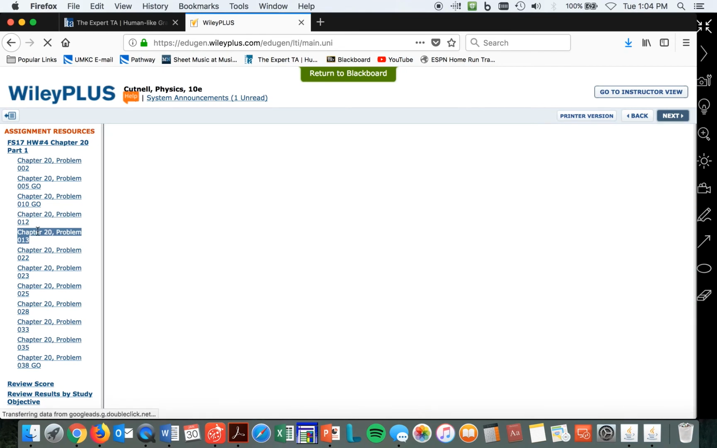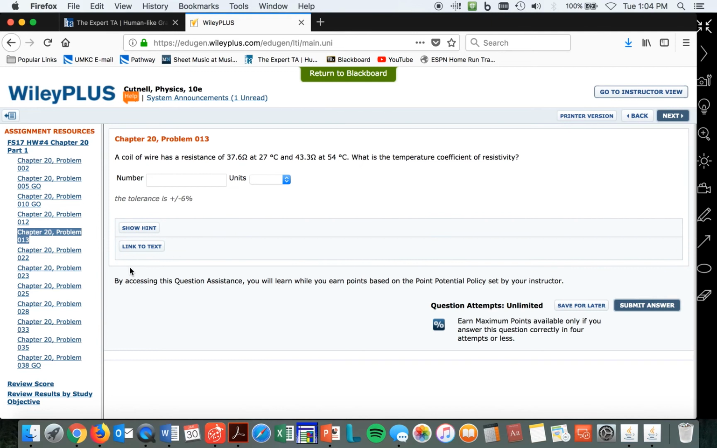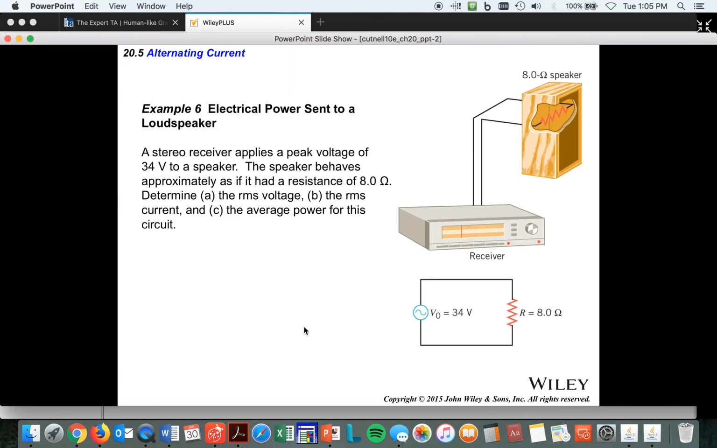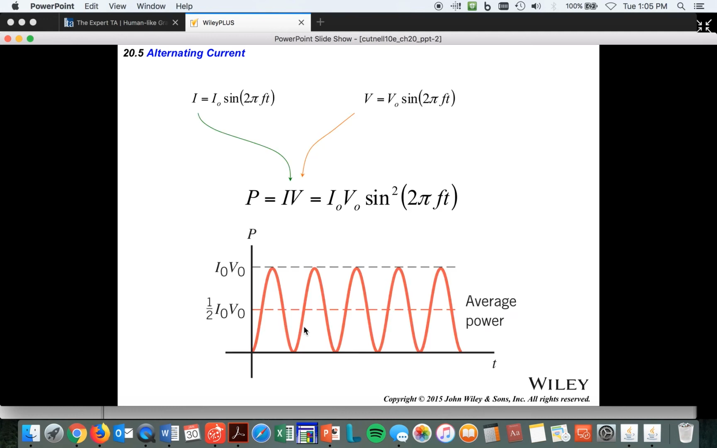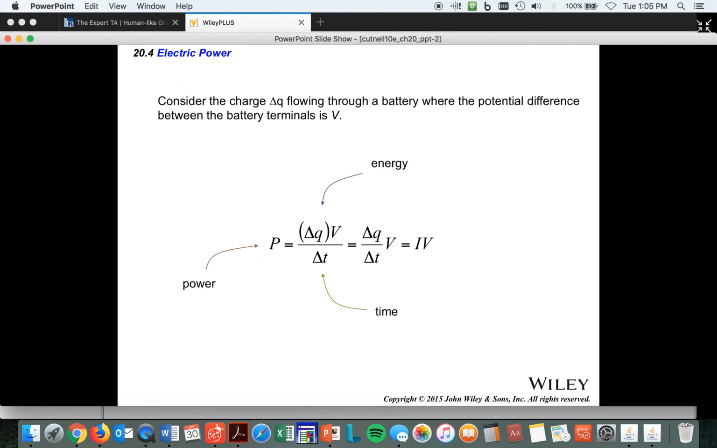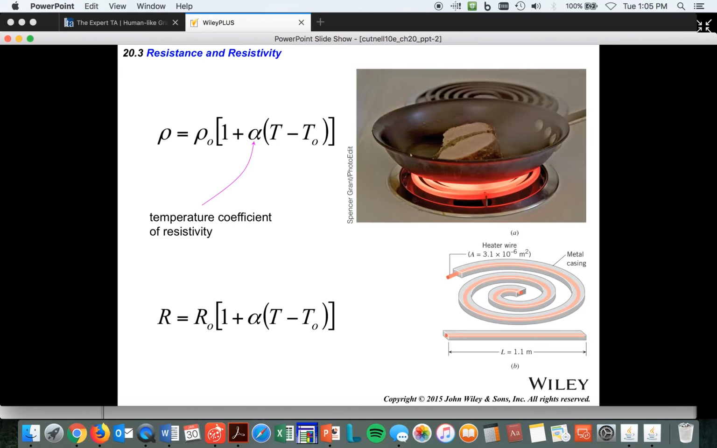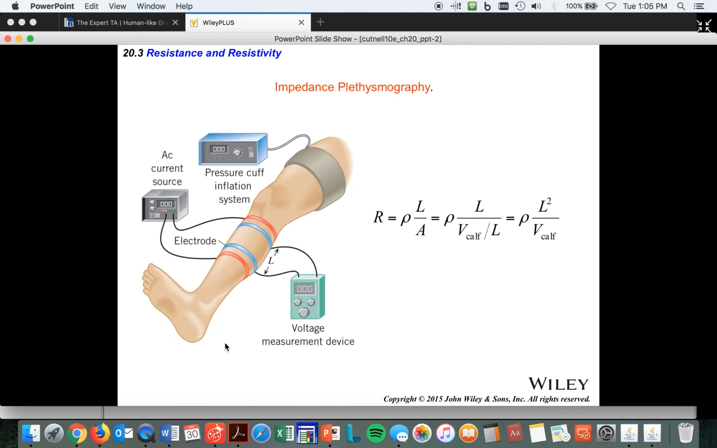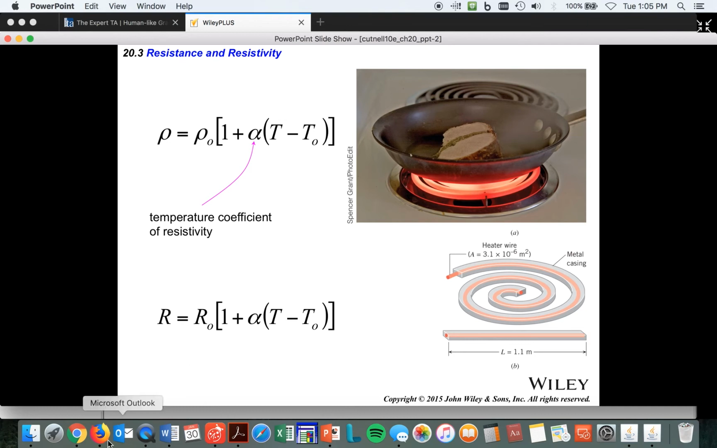13 is pretty straightforward, as I recall. Now this time we're just trying to find the temperature coefficient of resistivity, alpha. That's just one straight formula. Way back here. Not that far back either. There it is. All right.